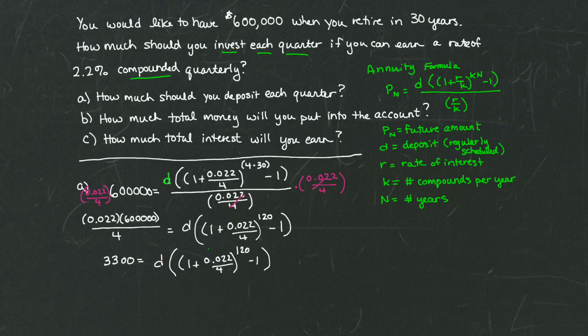We want to get D by itself right here. And so what we're going to do is divide by the rest of it that's left over. So to get D by itself, we're going to have to divide by this other stuff, which is 1 plus 0.022 over 4 to the 120 minus 1. And we're going to divide both sides by that expression.